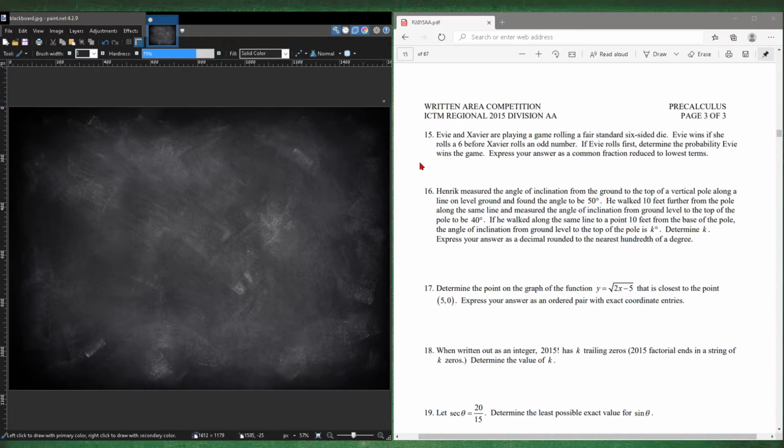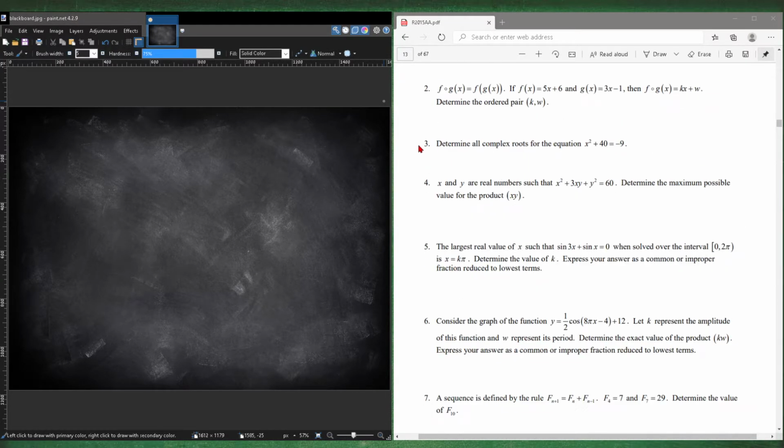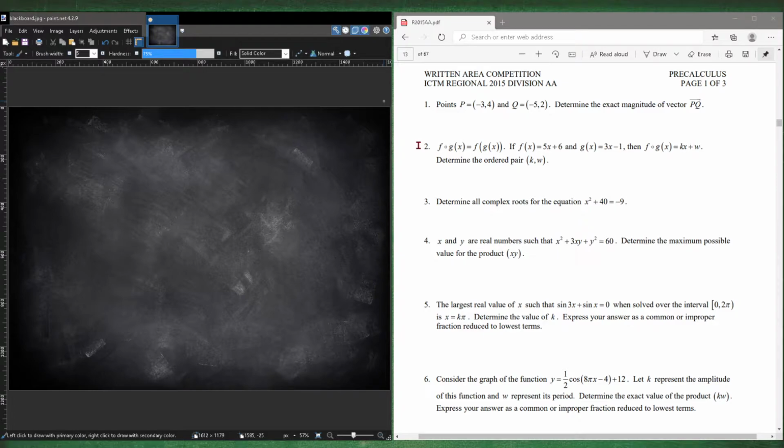So that's all 20 questions. Now let's begin with number 4. x and y are real numbers such that x squared plus 3xy plus y squared equals 60. Determine the maximum possible value for the product x times y.